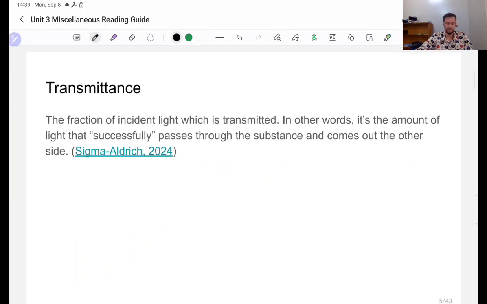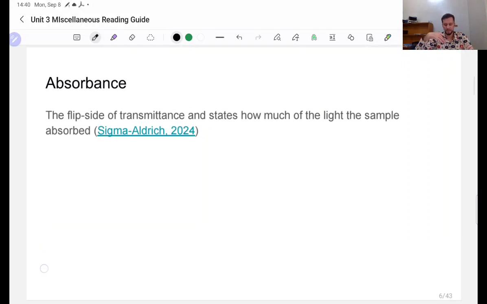Transmittance is the fraction of incident light which is transmitted. In other words, it's the amount of light that successfully passes through the substance and comes out the other side. So what's transmitted gets there. If you transmit someone a message, that means you sent them the message. So transmittance is the amount of the light that gets from one side to the other. Absorbance is the flip side of transmittance, and is how much is absorbed, how much didn't get through.